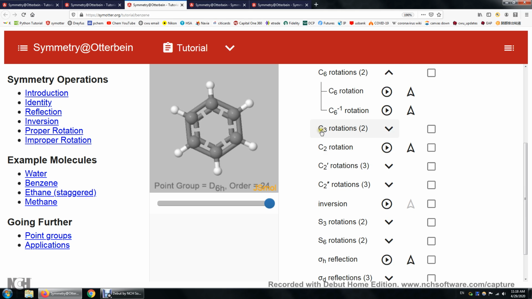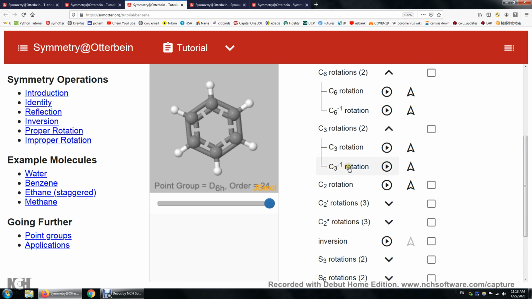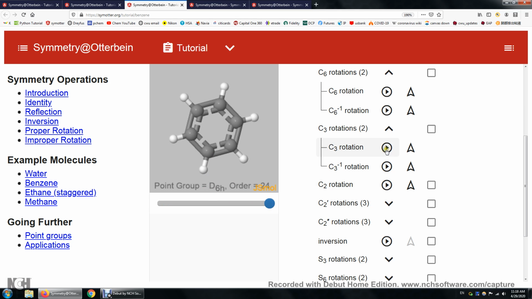There are two C3 rotations, only because you can rotate 120 degrees or negative 120 degrees. So let's do 120, negative 120. Whether it's clockwise or counterclockwise doesn't really matter. This is clockwise. Again, you can see this clockwise. But if I look at the benzene the other way, it's counterclockwise, so it doesn't really matter.